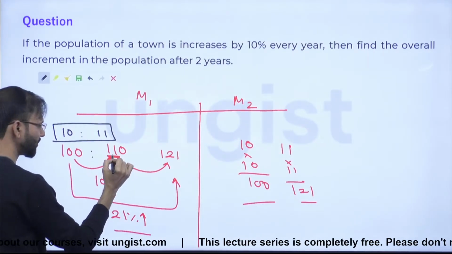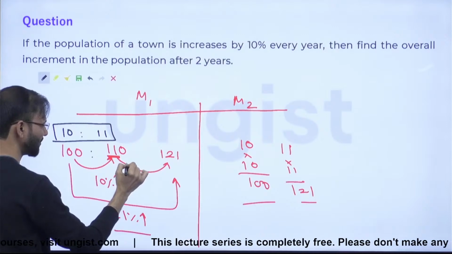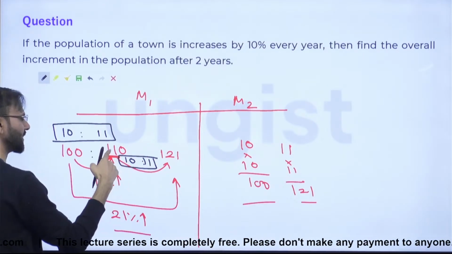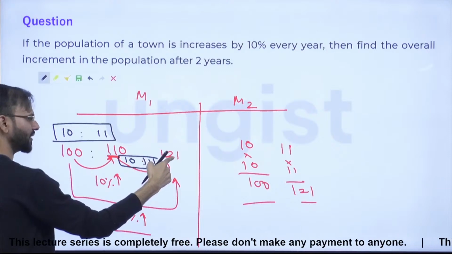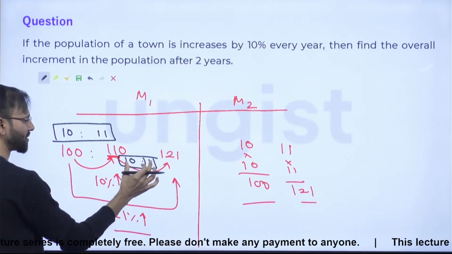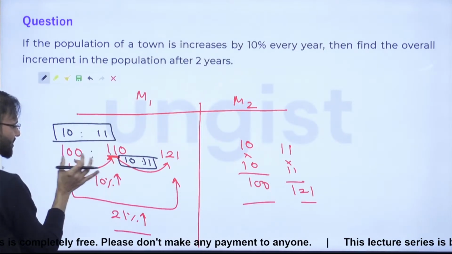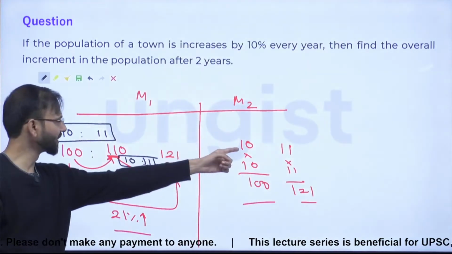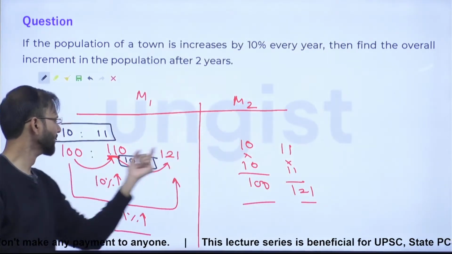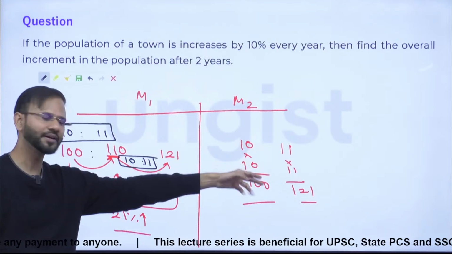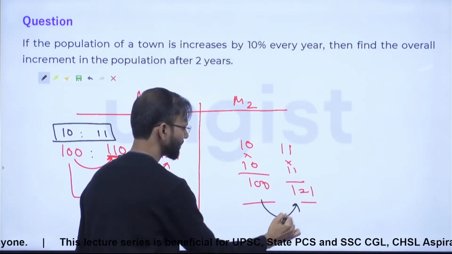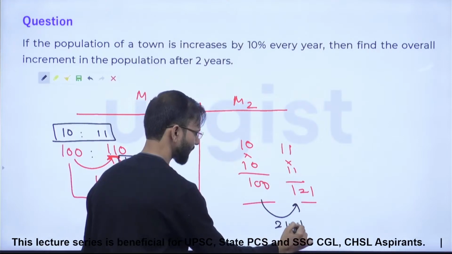And again, the ratio between these two terms will again be 10:11. Think on it. Because this is 11 into 10, 11 into 11. So between these two numbers, the ratio is 10:11. Between these two numbers, this is 10 into 10, this is 10 into 11. Right? And that's what we have written here. For first year, it is 10:11. For second year, it is 10:11. So overall, it is 100 and 121. So overall increment is 21%.